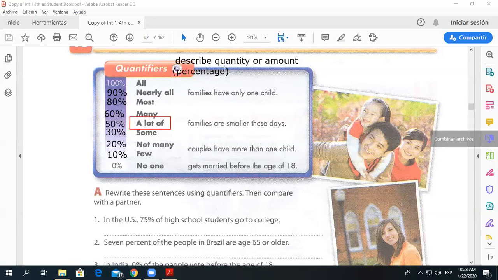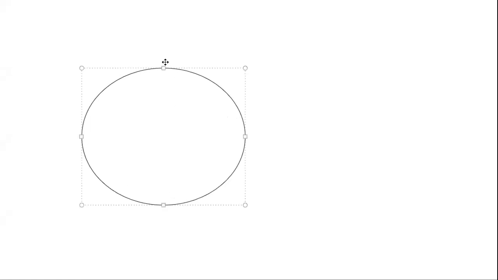So quantifiers tell us the amount, the quantity, the percentage of something. So let me here. So in here we got another color, blue.